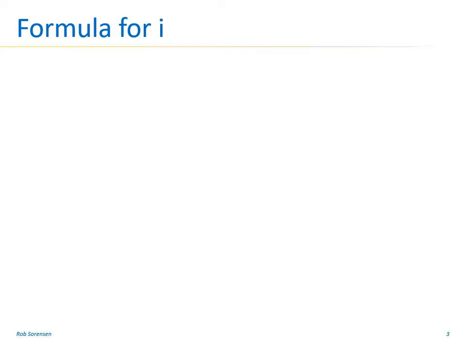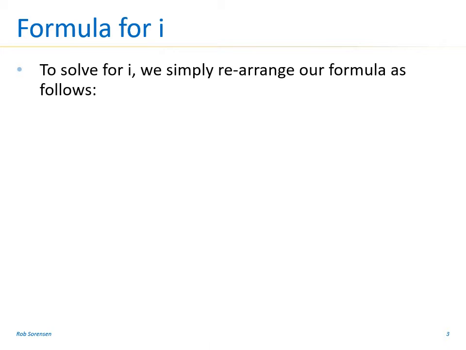The formula for I, again, is based off of the original future value formula. So let's start with that. Future value equals present value times (1 plus I) to the power of n. Well, first thing I'm going to do is divide both sides by present value. That leaves me (1 plus I) to the power of n on the right-hand side. Now, I know n. I'm trying to solve for I.